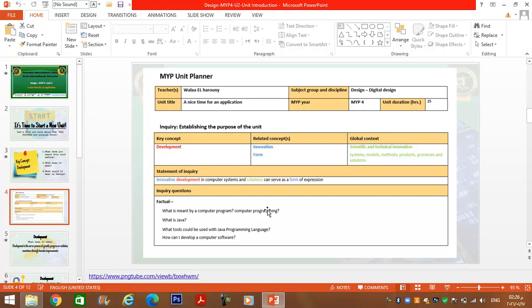And it's very important to start our unit by discussing these factual inquiry questions. Here, you will find some inquiry questions. The first one: what is meant by a computer program? What is computer programming? What is Java? And what tools could be used with the Java programming language? Or how can I develop computer software? Students should answer all these questions first.